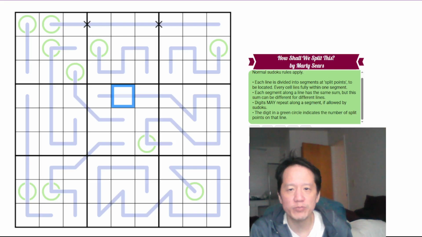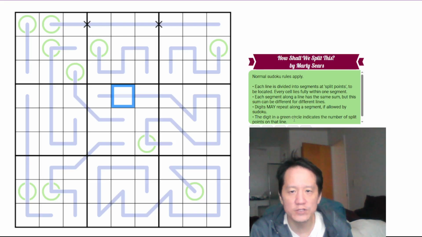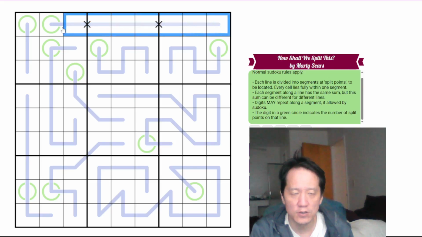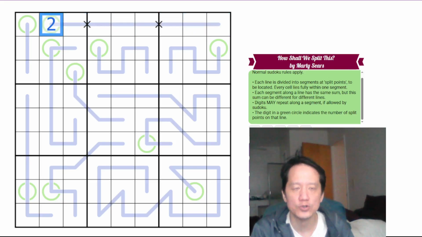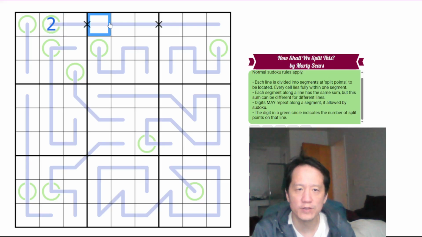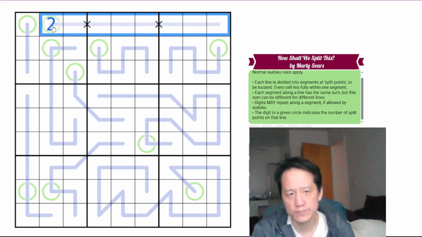Digits may repeat along a segment if allowed by Sudoku. So there can be repeats. And the digit in a green circle indicates the number of split points on that line. So if this were the case here, this would have to be 2, right? Because there would be 2 split points here and here to separate the 3 segments, essentially. And those are all the rules.